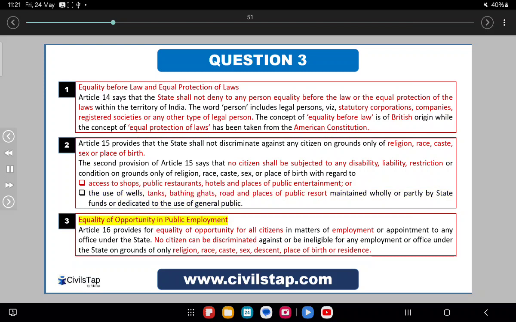2. Equality of opportunity in public employment. Article 16 provides for equality of opportunity for all citizens in matters of employment or appointment to any office under the state.